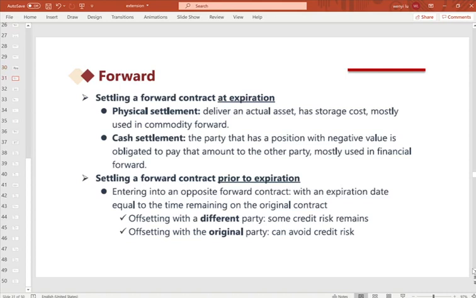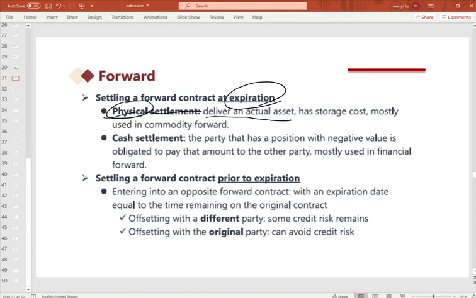Okay, so you can see here, for the forward contract, we must settle this contract at expiration, when the contract matures. There are two settlements you can do. One is physical settlement. What is physical settlement? As the word literally means, you will deliver an actual asset.